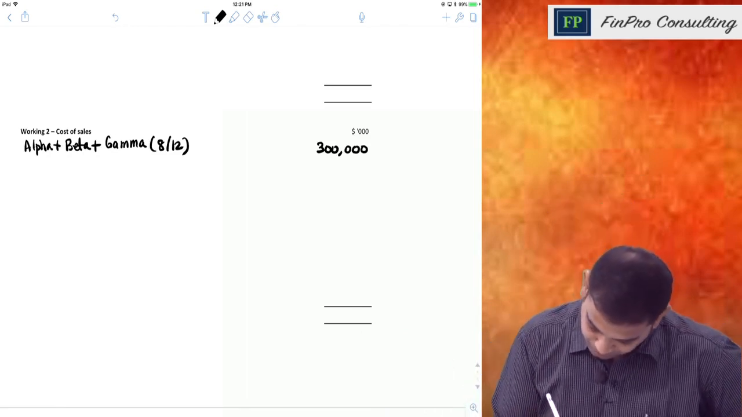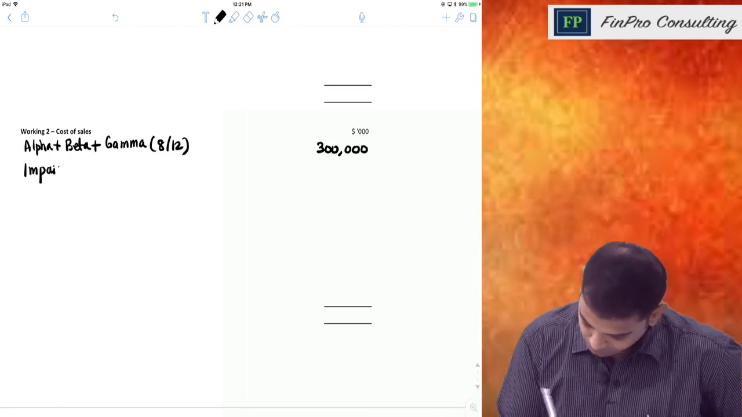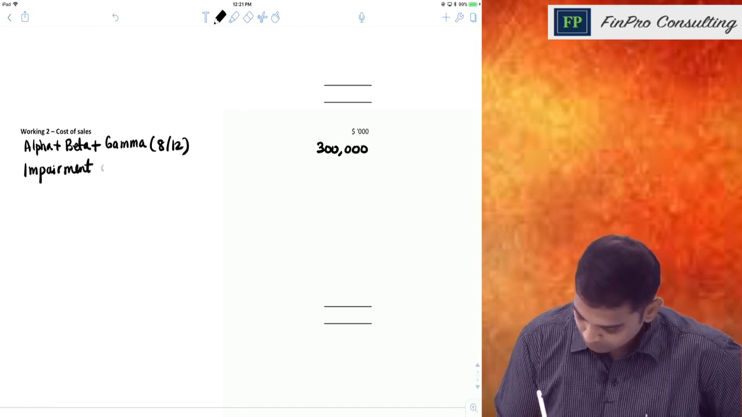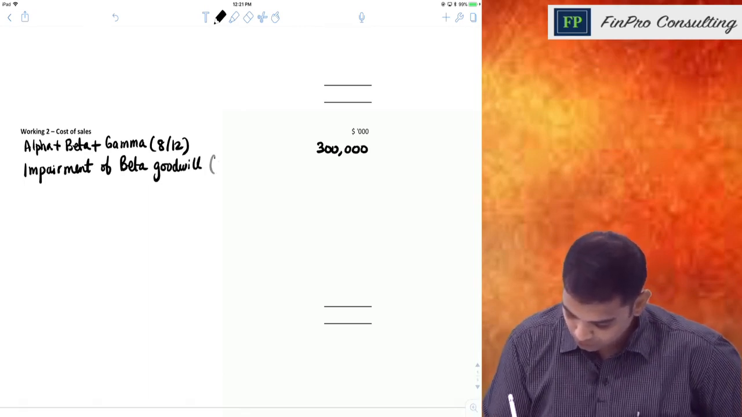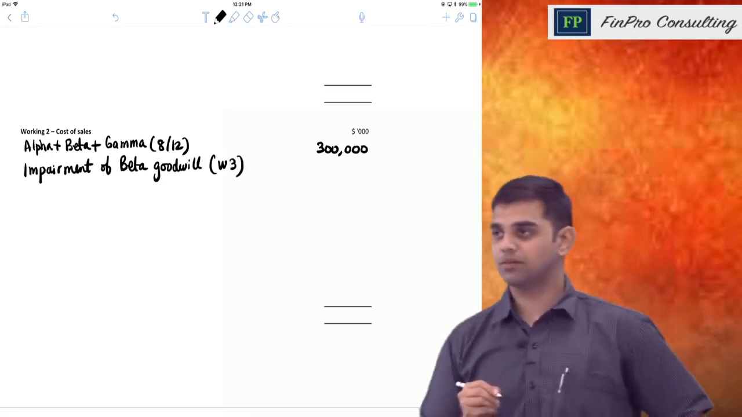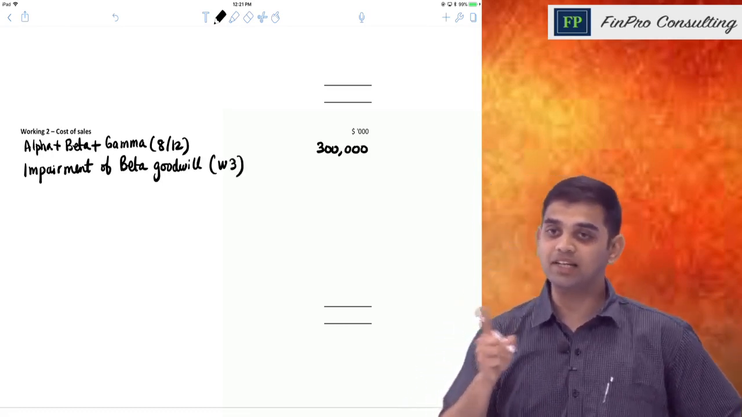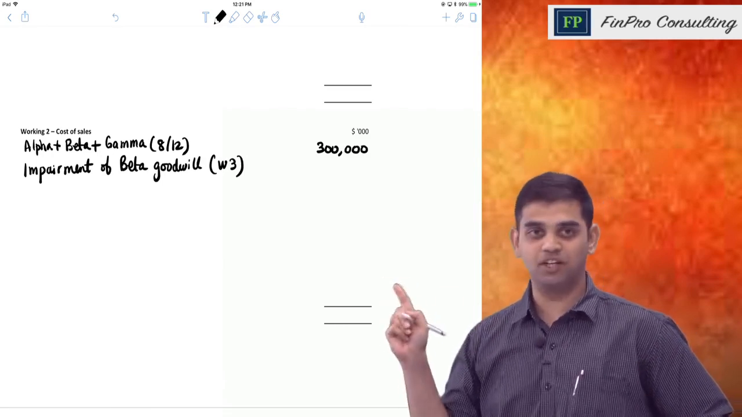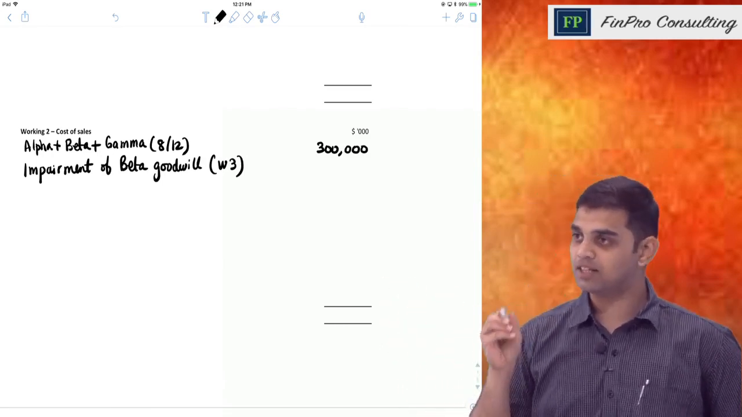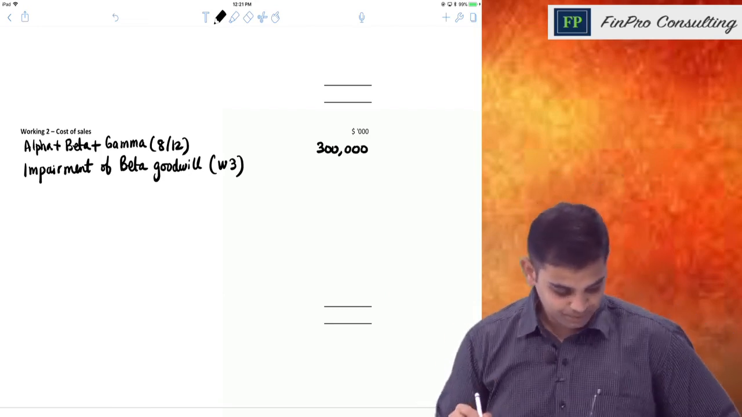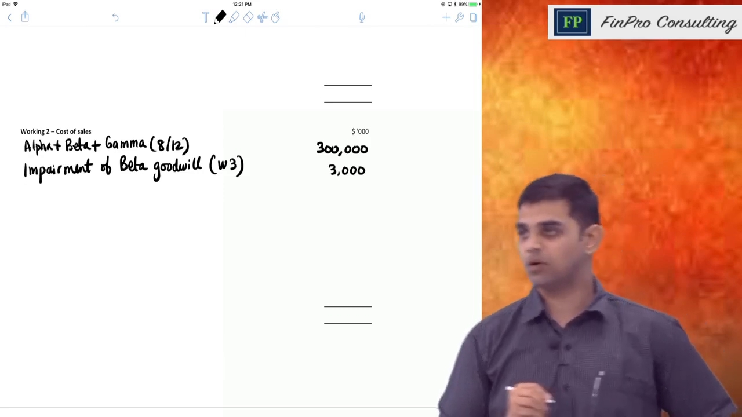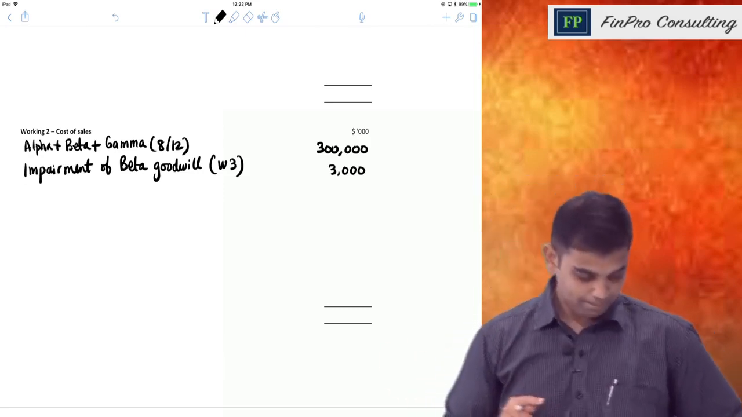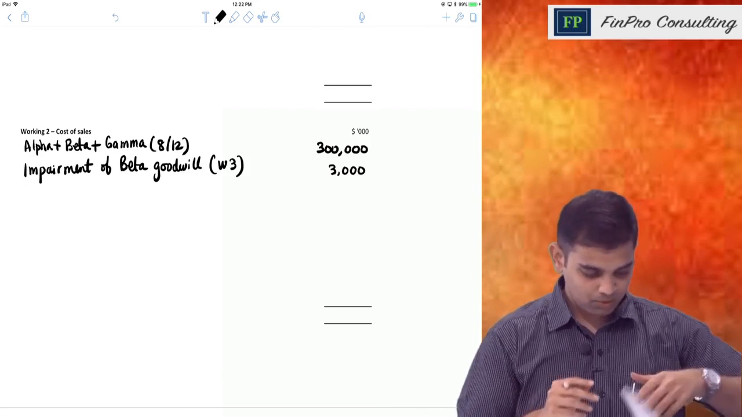Now second is what? Impairment of beta goodwill, coming from working note number 3. Positive or negative? Positive, because I am increasing my cost of sales. This is my cost working note, right? And impairment is a cost for the company. So add 3,000. Very important, signs. Chalo. So working note number 1.